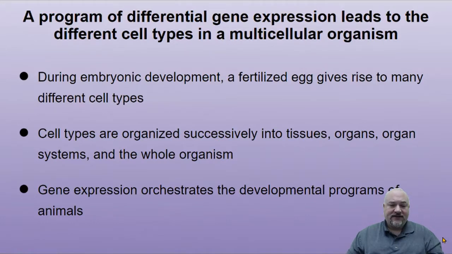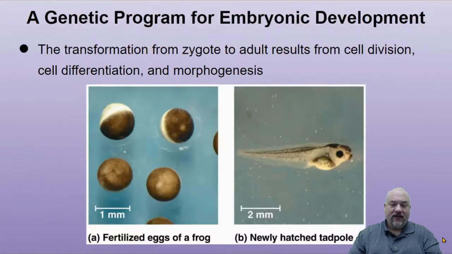These cell types are organized successfully into different tissue types, then into different organs and organ systems in the whole organism. And gene expression orchestrates the developmental programs of these animals. So we turn on certain genes at certain times in certain cells, and that gives you, or a squirrel, or a worm, or an oak tree.